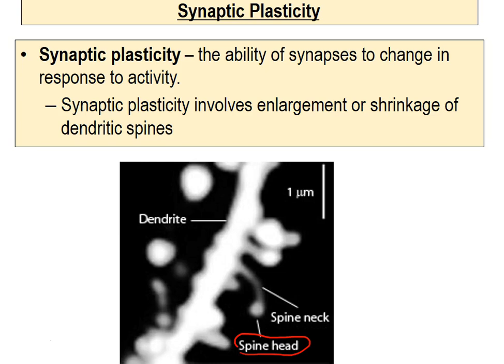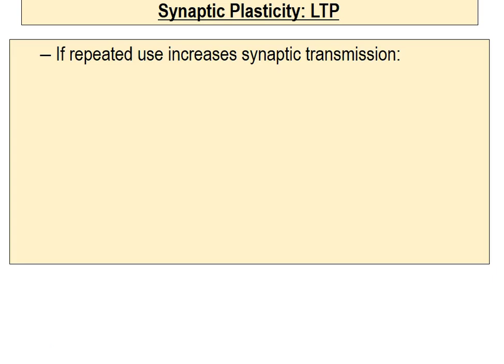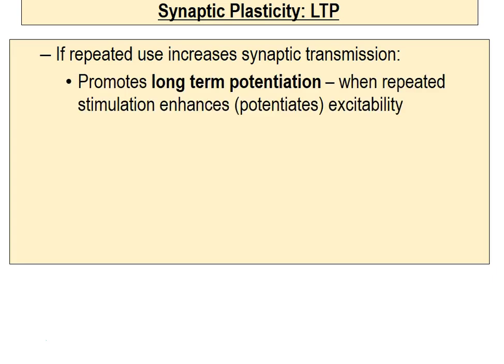And so one thing that's going to happen is that the more you use a neural pathway, the more likely you are to be able to use it, which is called long-term potentiation, that leads to long-term memory. If repeated use increases synaptic transmission, then this is going to promote long-term potentiation. Repeated stimulation enhances or potentiates excitability.